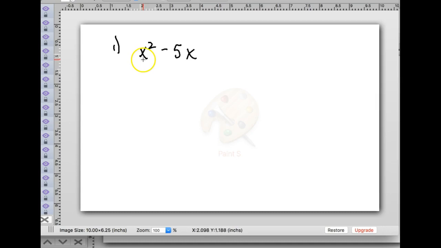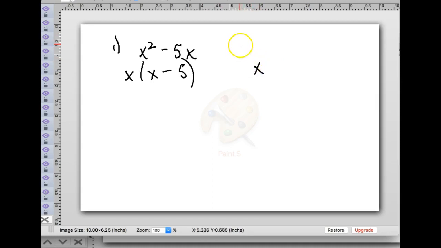Here's a term, x squared and x. What do they share? Well, they share an x. If I pull out the x, that leaves me x and then minus 5, because x times x is x squared, and x times negative 5 is negative 5x. What I've done is I've factorized. I've pulled out what they have in common.